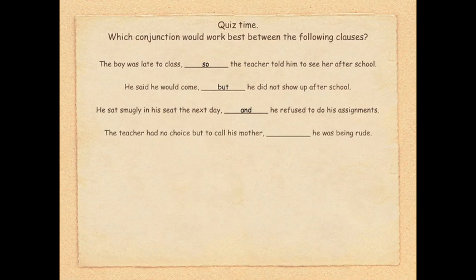The teacher had no choice but to call his mother. He was being rude. Well, here we would probably use the conjunction for. His mother told him to either apologize. He would be grounded for a month. Here we would use or.